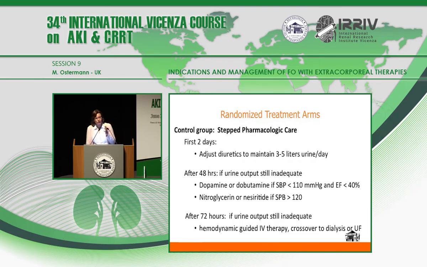Patients randomized to the pharmacological therapy group essentially had a stepped therapy depending on response. In the first 2 days, the diuretics were adjusted with the aim to get patients to pass at least 3 to 5 liters of urine. If this failed, then either inotropes or vasodilators were added. They were monitored for another 24 hours, and if at 72 hours they still didn't have an adequate urine output, they were either commenced on more invasive hemodynamic support or changed over to extracorporeal therapy, either in the form of dialysis or ultrafiltration.